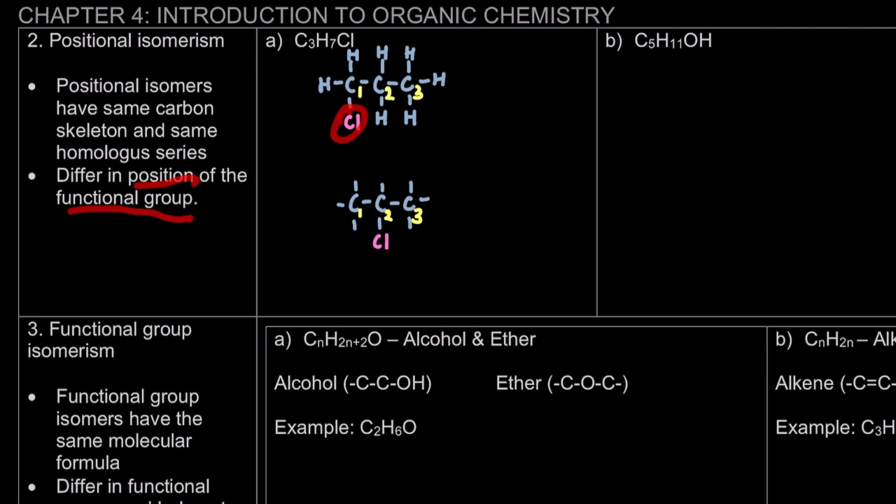So this one is different. So here on carbon number 1, here on carbon number 2. Okay, and then we're going to complete it with hydrogen. So this is the possible isomer in terms of positional isomer. Positional isomers have the same carbon skeleton, still 3, but the difference is the position of the functional group. So here is carbon number 1, here is carbon number 2.